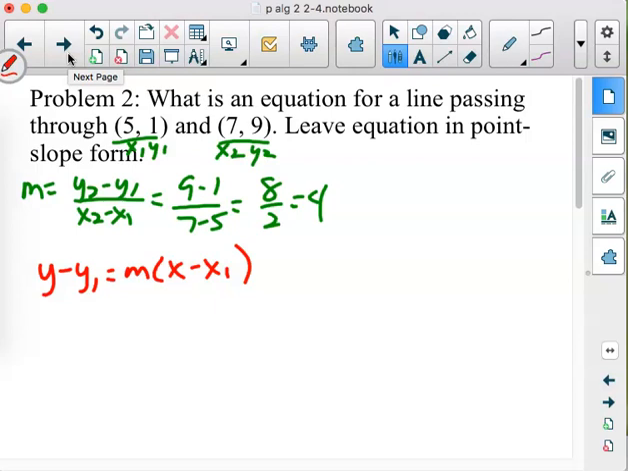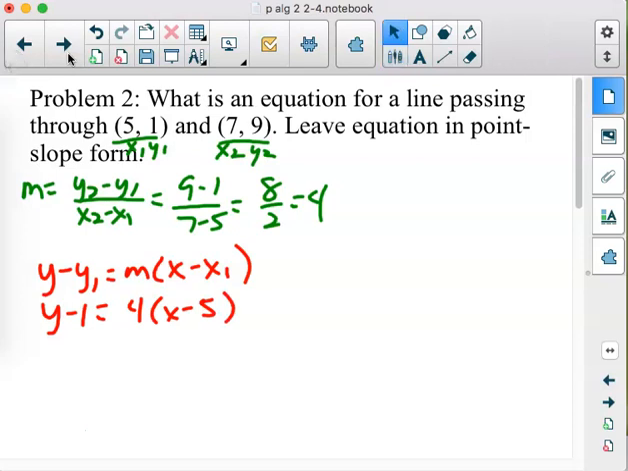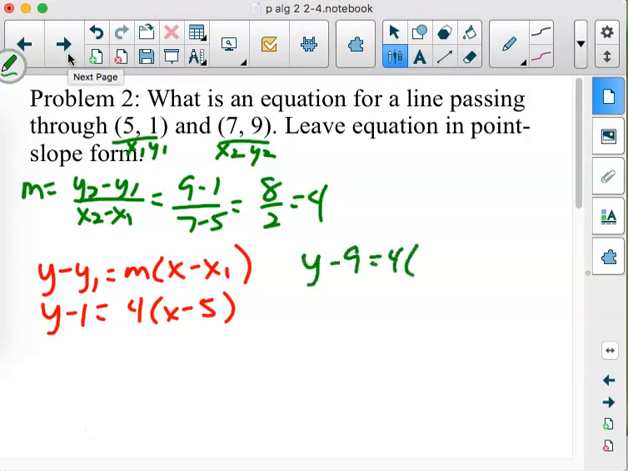But there's 2 points. Which one should I use? Turns out it doesn't matter. In the end, they're both going to be the same line. So I could use this first one and say it's y minus 1 equals 4 times the quantity x minus 5. And somebody else out there could say, no, 7 and 9 are my favorite numbers. I'm going to use those. And those would both be correct.